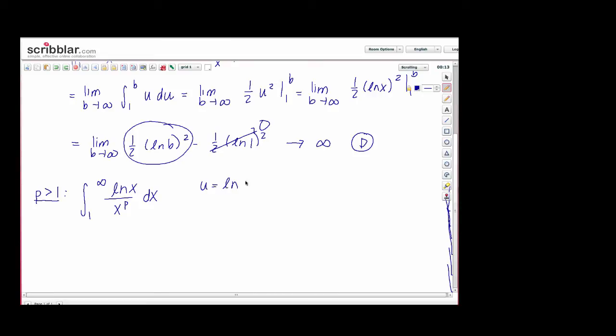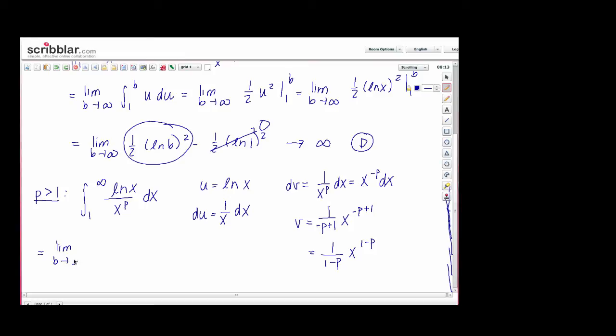I'll let u be natural log of x, and then dv needs to be the rest of it, 1 over x to the p dx, or if you prefer, write that as x to the minus p dx. Then my du will be 1 over x dx. I need something whose derivative is x to the minus p, so I'll add 1 to the exponent, x to the minus p plus 1, and put a 1 over minus p plus 1. I think it's easier to see this rewritten as 1 over 1 minus p, x to the 1 minus p.